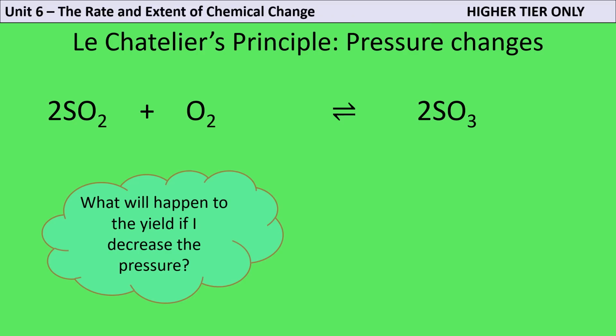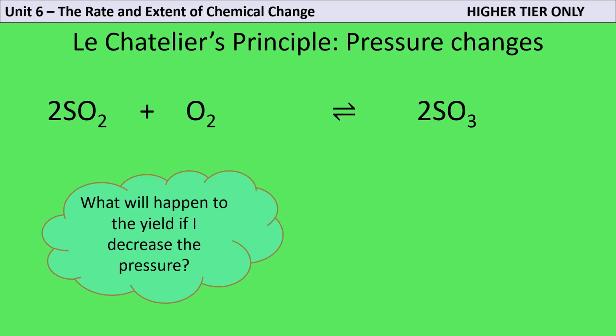To answer a question about pressure and equilibrium, I need to look at the chemical symbol formula and identify which side of the equation has more gas molecules on it. In this example, I have 3 moles of gas in my reactants, but only 2 moles in my products. So the reactant side is a high pressure side and the product side is a low pressure side.